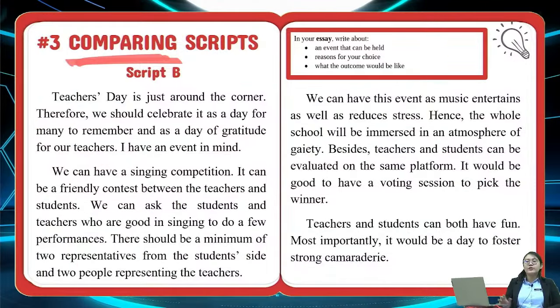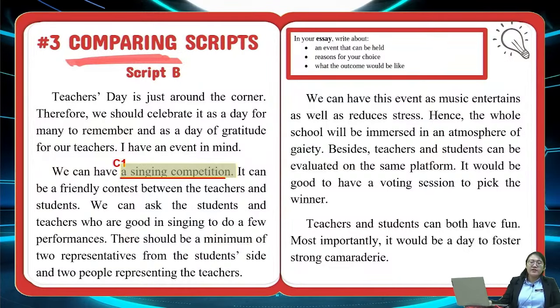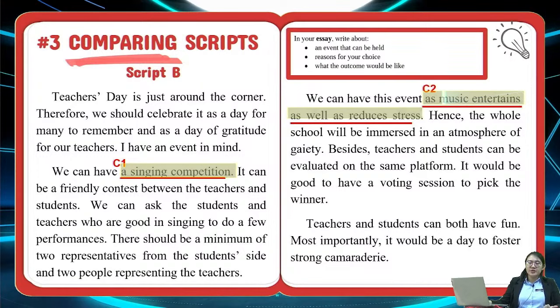Okay, as for script B, let's see if we are able to identify the C1, C2 and C3. So the event suggested here is a singing competition. Okay, that's our C1. The reason why we choose a singing competition is because music is able to entertain and it is also able to reduce stress. Okay, that is our first reason of why we pick this singing competition.